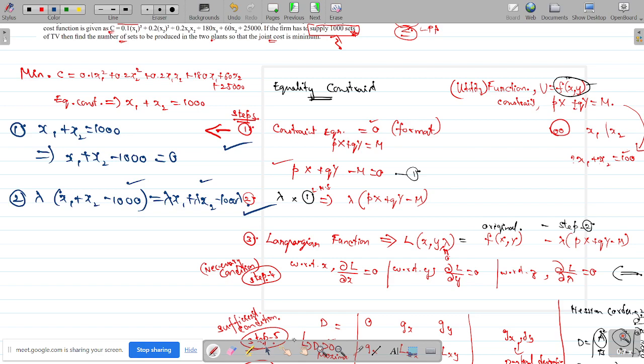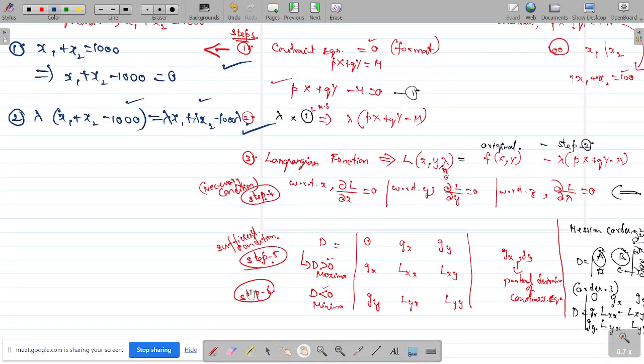So second step is done. Now third step, Lagrangian function. Lagrangian function L is equal to original function minus step 2 function. So this is step 3. Lagrangian function L of x, y, lambda is equal to original function. Original function is a lengthy function. Okay, so the C function.